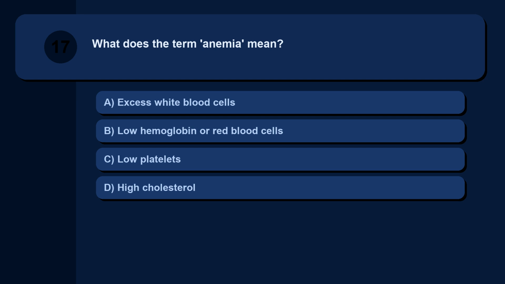Question 17. What does the term anemia mean? Excess white blood cells. Low hemoglobin or red blood cells. Low platelets. High cholesterol. Anemia is a deficiency in red blood cells or hemoglobin, which reduces oxygen transport throughout the body.